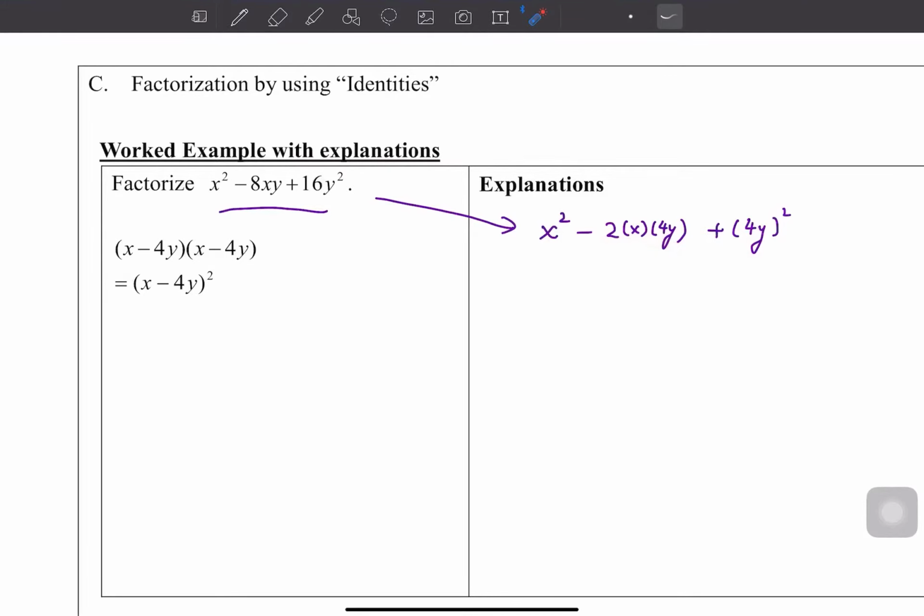If I rephrase the second term as 2x and 4y, and then multiply them together, can you see this is equal to negative xy? That means they are equal. So I can change the form to a square minus 2ab plus b square.